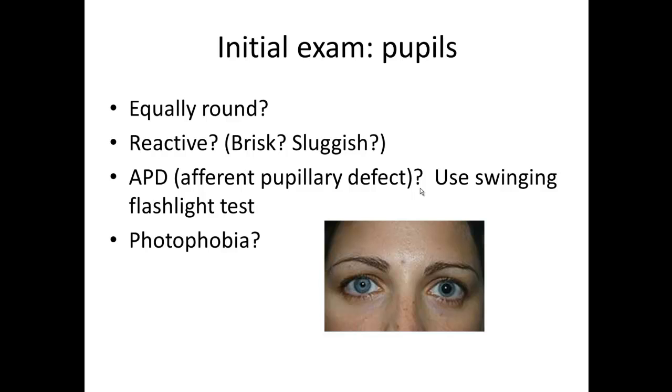which, there's plenty of YouTube videos out there explaining APDs, but you can use the swinging flashlight test to see whether or not they have an APD, and you can definitely tell whether somebody's got photophobia because they will flinch as soon as you shine your pen light into their eye. So, for example, this patient right here has what you call anisocoria, which means basically a difference in the size of the pupils.